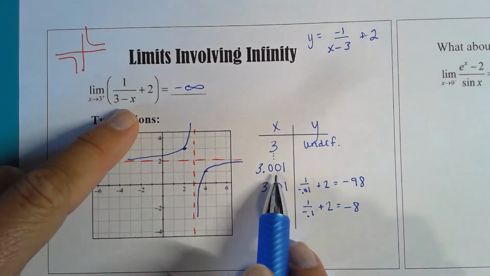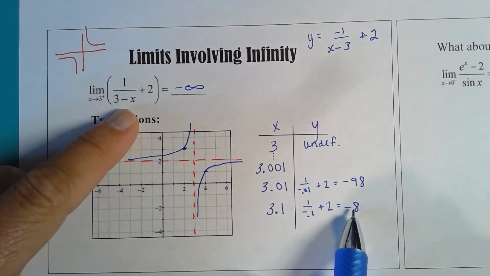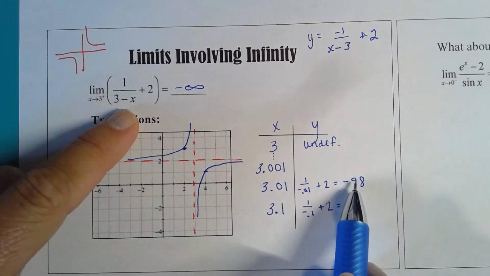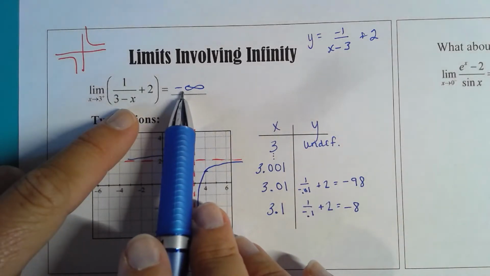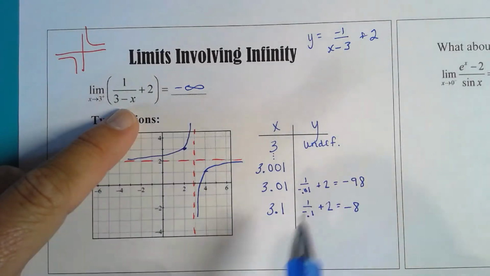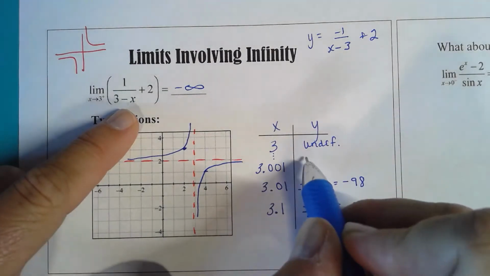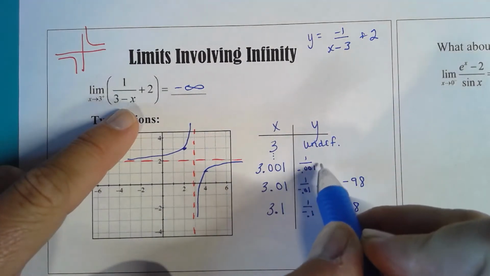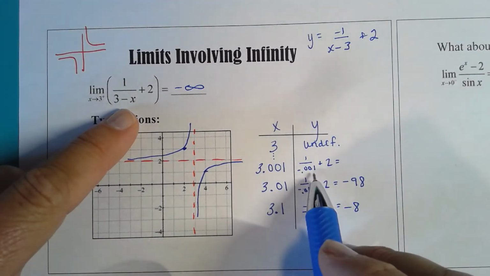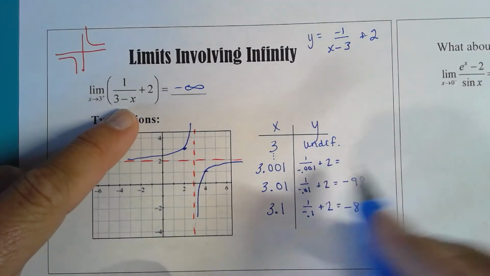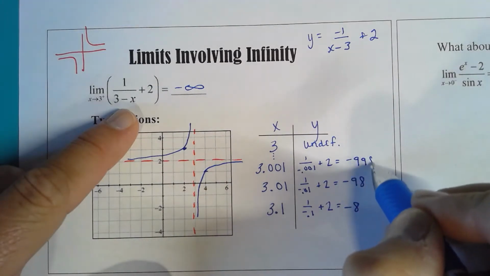We could do the same thing. If we haven't seen what's happening to our y values, our y value just jumped from negative 8 to negative 98. Yeah, we're starting to get that idea. It's getting pretty big in the negative direction. Well, if I plug this one in, I get 1 divided by negative 0.001 plus 2. So this is 1/1000th, so I have negative 1,000 plus 2, or negative 998.